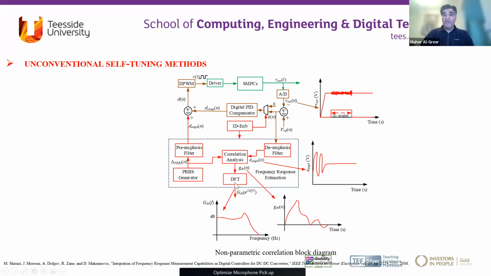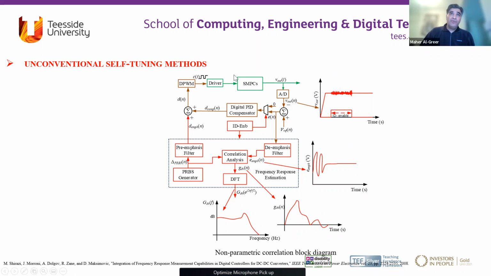If we look at this scheme here, which is a non-parametric technique, they use correlation analysis, and then they use the discrete Fourier transform to find the frequency response of the system. At the steady state, they inject some kind of noise, which is, I think, a pseudo-random binary signal here, and they take the output signal, and by using the correlation analysis between the pseudo-random binary signal and the error, they can then find the transfer function between the input and output, and we can find the frequency response characteristics.